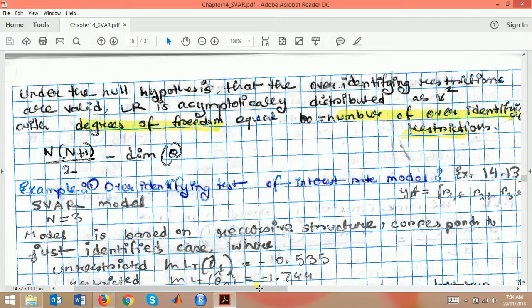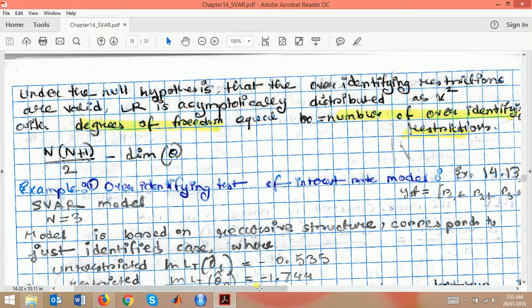So you just take n into n plus 1 by 2, which is the maximum number of parameters, minus the dimension of your parameters, and that should give you the degrees of freedom.